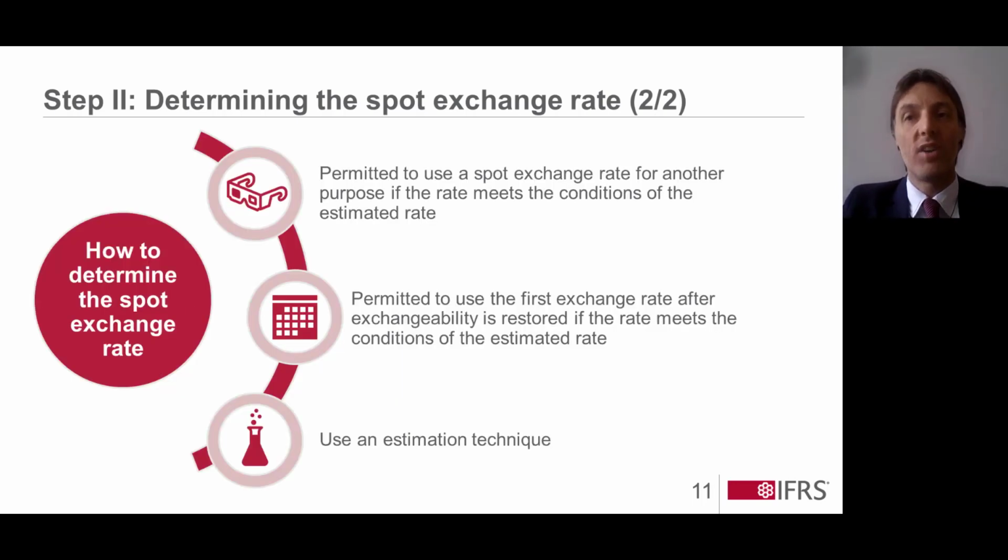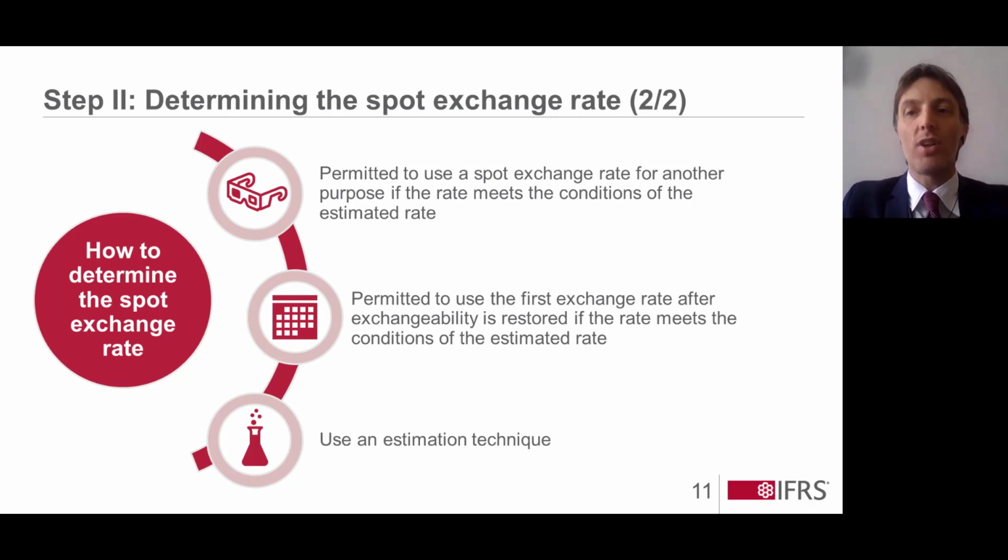To reduce the complexity of estimating a spot exchange rate, the board also identified two specific situations in which a company will be permitted to use another observable exchange rate as the estimated spot exchange rate. The first situation is one in which an observable exchange rate for a different purpose meets the conditions of the estimated rate. For example, a company may be unable to obtain another currency to pay dividends or otherwise realize its net investment in a foreign operation. However, companies in that jurisdiction might be able to obtain that other currency to import goods. In such situations, the company is permitted to use the observable exchange rate for importing goods if that rate meets the three conditions that were listed on slide 10.